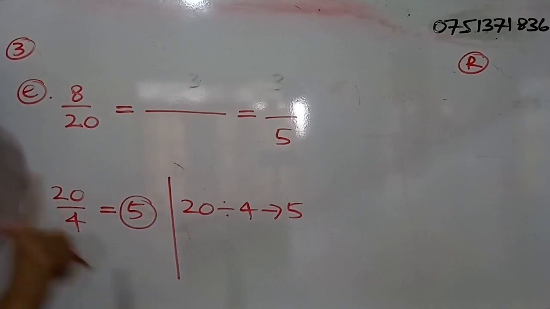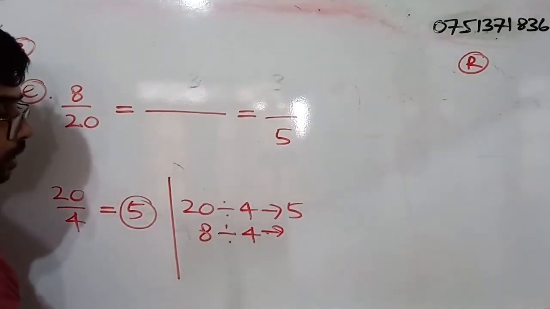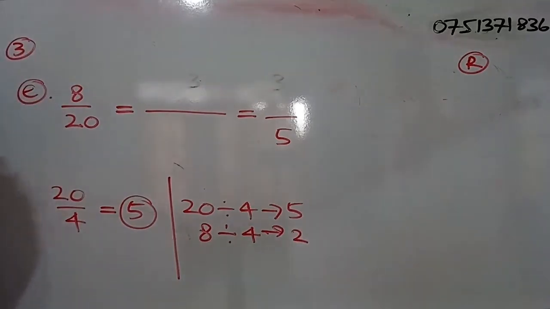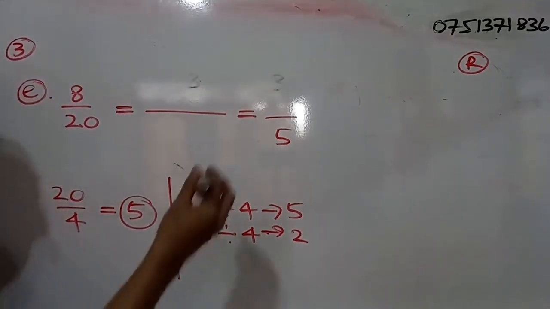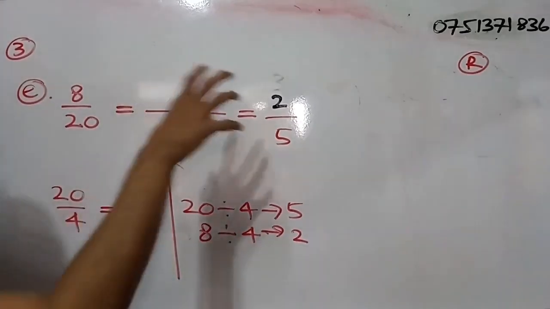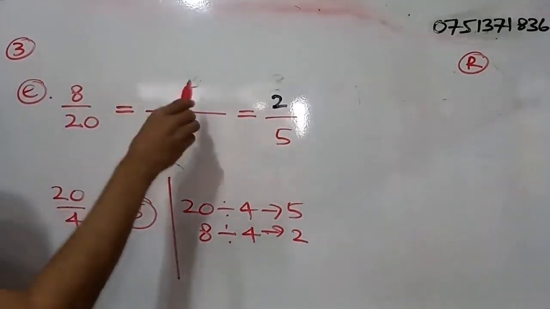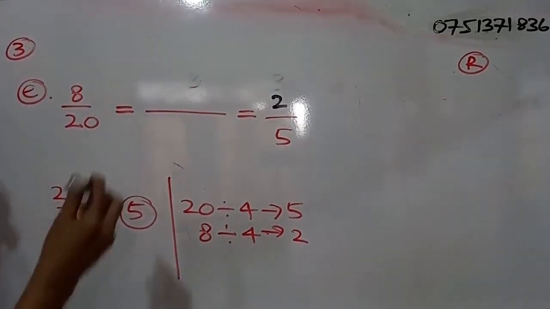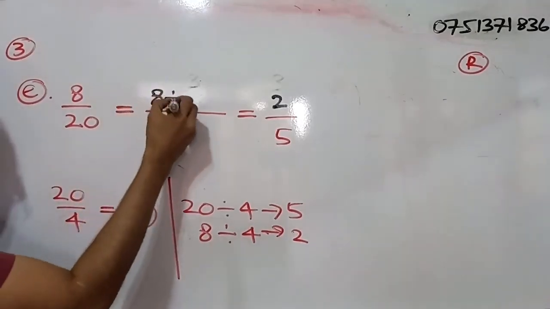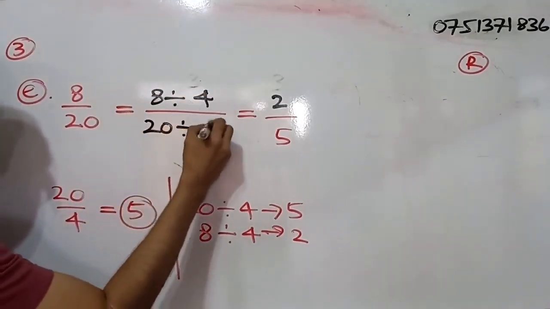So in the same manner, we have to divide the numerator by 4 as well. So we get 2. Right? So here, the numerator of the resultant fraction is 2. Right? So we have to write the process here. 8, we have to divide it by 4. 20, we have to divide it by 4, right?